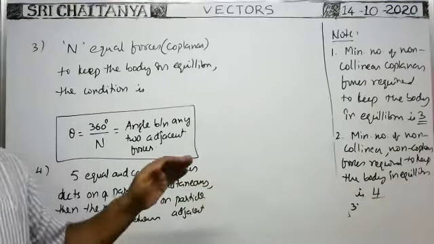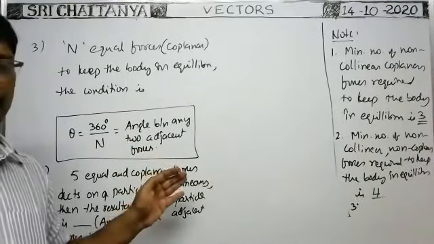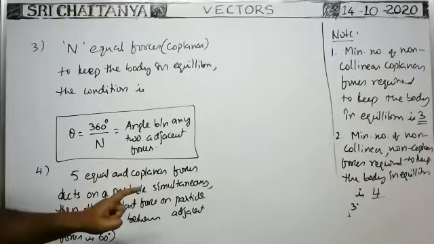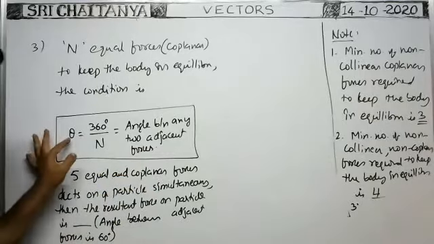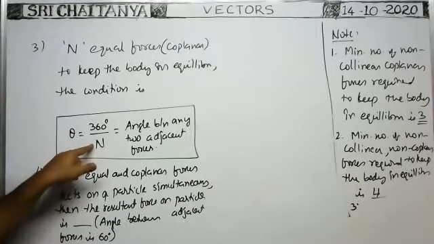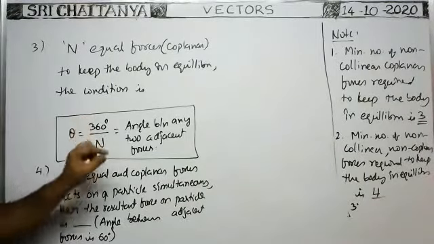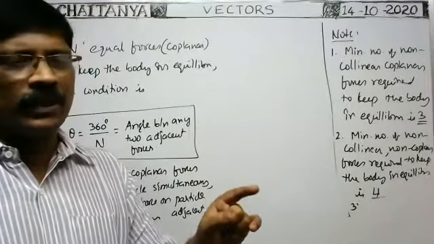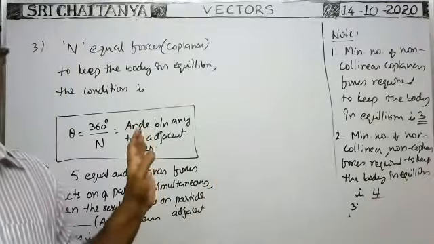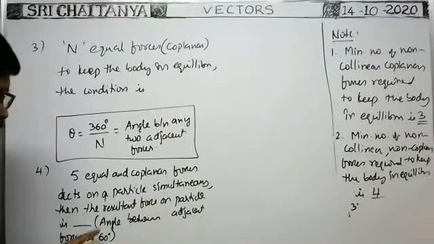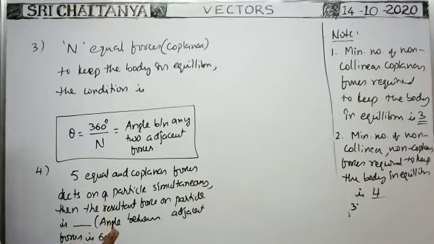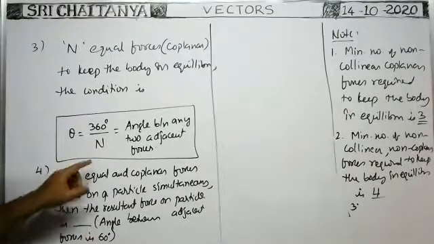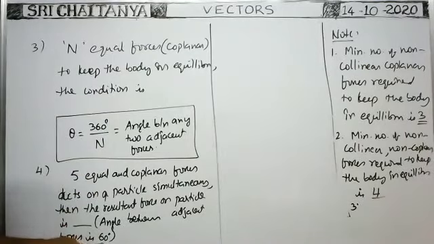Now tell me, here 5 equal and coplanar forces acting on a particle simultaneously, do they keep the particle in equilibrium or not? To keep the particle in equilibrium, the angle between any two adjacent forces must be 360 by 5, as 5 forces are there. 360 by 5 means 72 degrees. That means whenever the angle between any two adjacent forces of equal forces is 72 degrees, then those 5 forces keep the particle in equilibrium, but 72 degrees is not there. 60 degrees only is there. How can we represent this one? That means one force is required. Here, actually, with this angle of 60 degrees, how many forces are required?